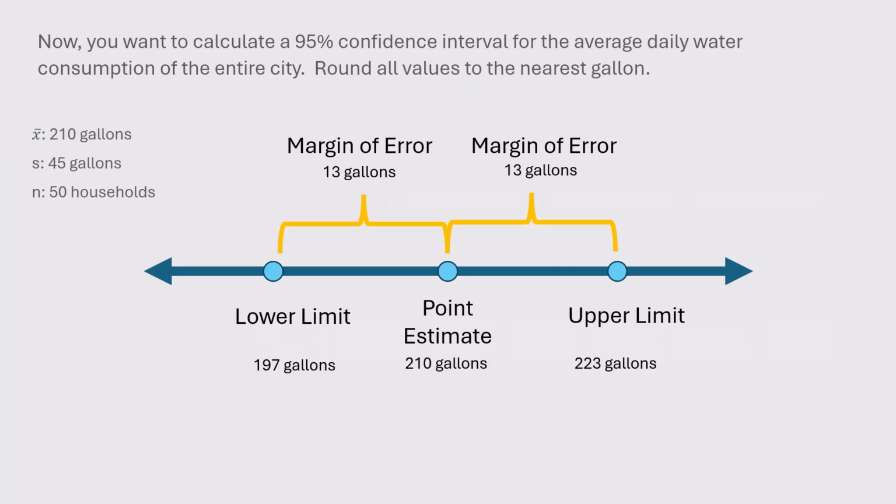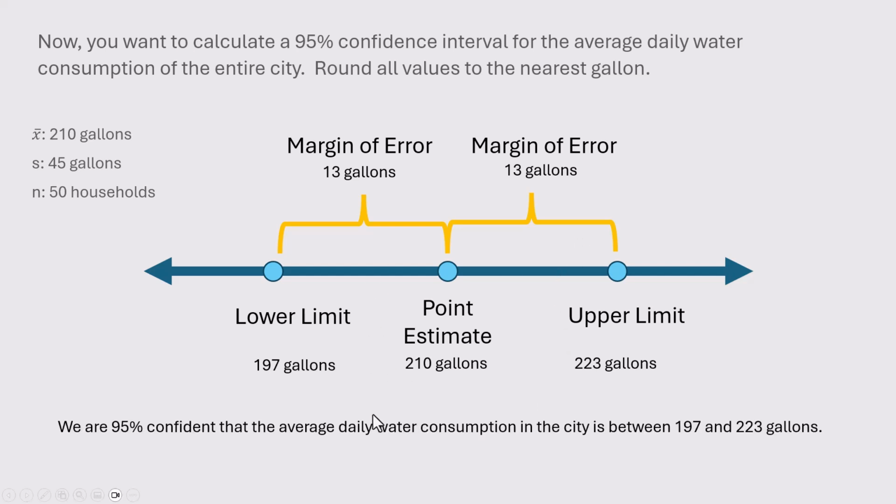The last thing we need to do is write a sentence to summarize our confidence interval. We would say that we are 95% confident that the average daily water consumption in the city is between 197 and 223 gallons. Notice this verbiage, average daily water consumption in the city. I lifted it straight from the problem statement. It says average daily water consumption of the entire city. So you're not really composing things, you're really just copying and pasting from the problem statement.